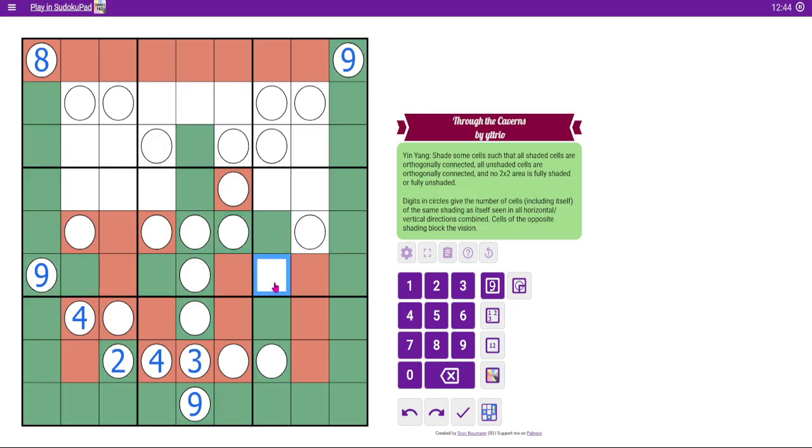Can this one be red? No. If this is red, this circle sees 3 squares with the same shading. It's already occupied by this 3 in the row. This green. This red needs to be connected to all the other red in some way, so we need to push this one up a bit.